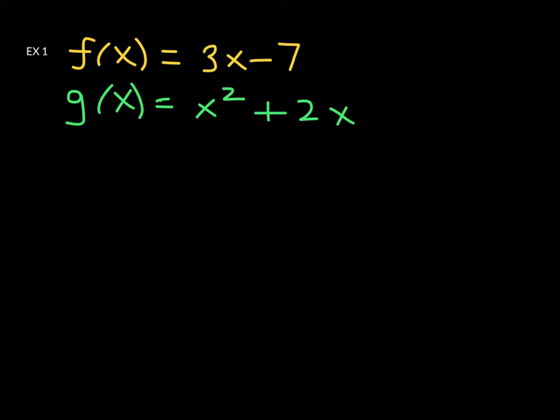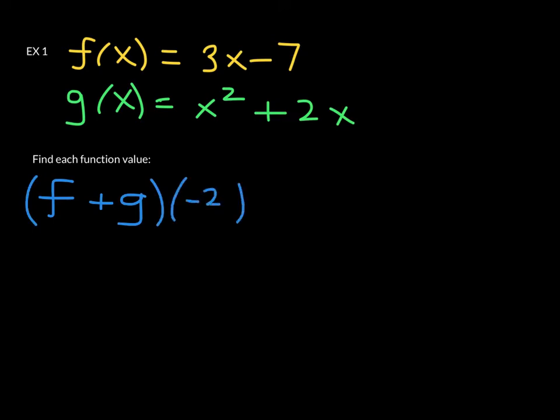So what we're going to do first to get us started is we are actually going to find a function value. Now, when we say find a function value, that's the same thing as saying find a particular output. I'm going to ask you to find an output. In order for you to find that output, I'm going to have to give you an input. So here is the first thing I'll ask you to find. F plus G at negative 2.